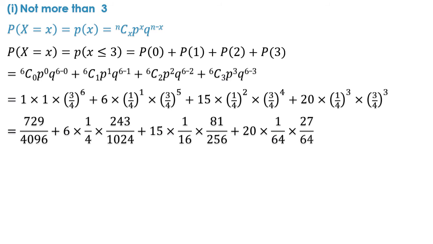6 will be 6, 1 upon 4 raised to 1 will be 1 upon 4, 3 upon 4 raised to 5 will be 3 raised to 5, 243, 4 raised to 5, 1024, plus 15 will be 15, 1 upon 4 raised to 2 is 1 square 1, 4 square 16, 3 raised to 4, 81, 4 raised to 4, 256, plus 20 remains as 20.